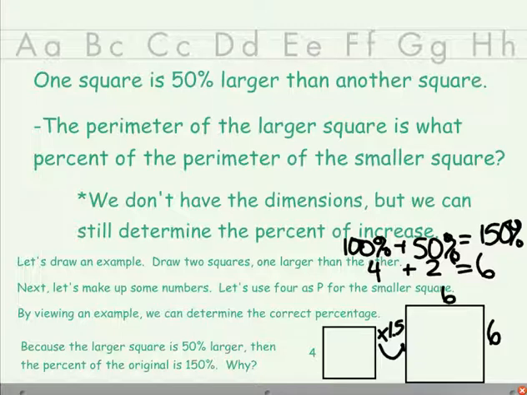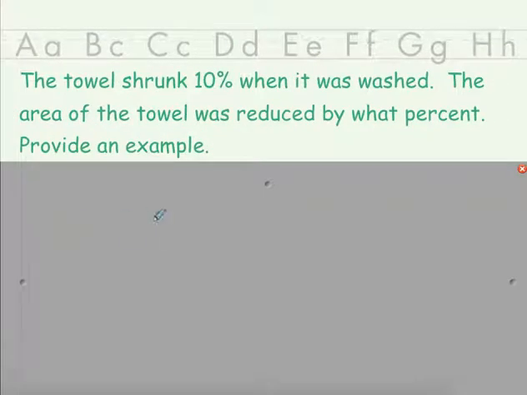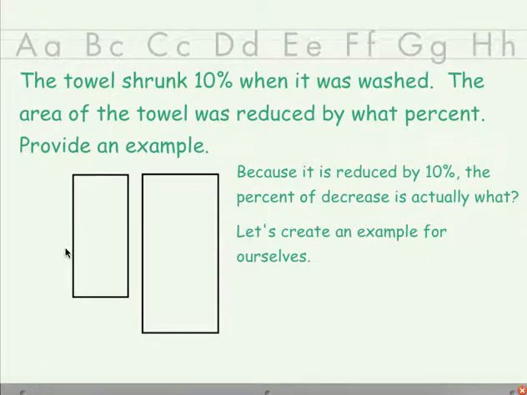Now let's think about a reduction, like if a towel were to shrink in the washer and dryer. If it shrunk by 10% when it was washed, the area of the towel was reduced by what percent? It's pretty easy to think maybe it also reduced by 10%. Well, unfortunately, it doesn't work quite that nicely. It doesn't work in that same pattern. But let's try it out on these two towels.